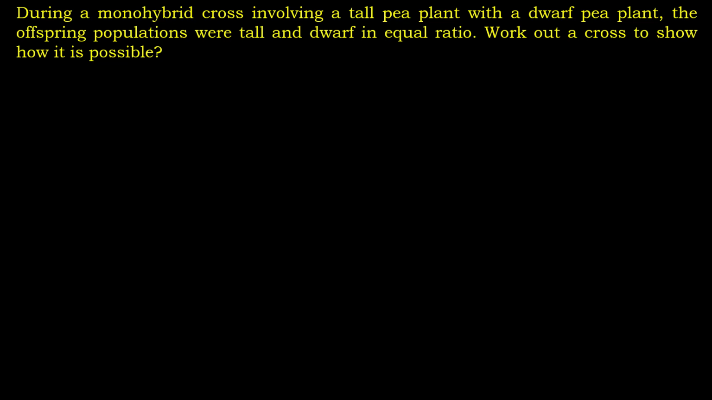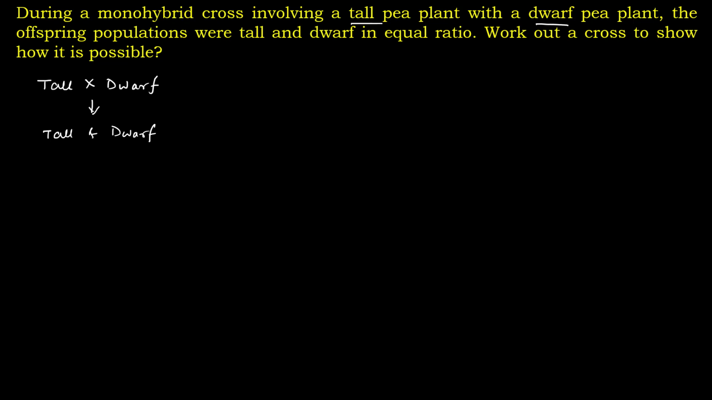Hello dear students. So the question here is: during a monohybrid cross involving a tall pea plant with a dwarf pea plant, the offspring population were all tall and dwarf in equal ratio. Work out a cross to show how it is possible. So let's see what is given. Here they are saying that we are going to have a tall plant that is crossed with a dwarf plant, and that is giving a progeny containing both tall and dwarf.